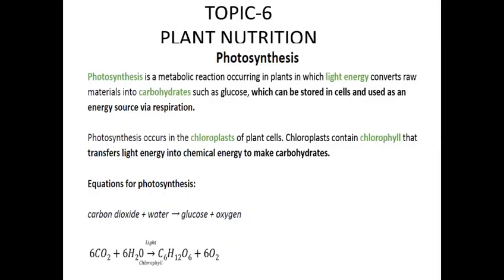Now you can see here, this is plant nutrition. Plant nutrition means we have to study photosynthesis. Do you have some idea about photosynthesis, Imas?